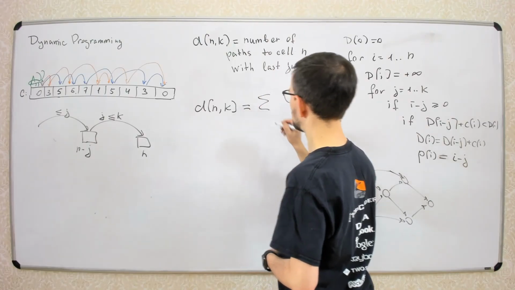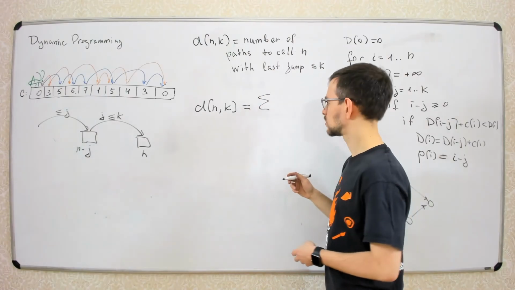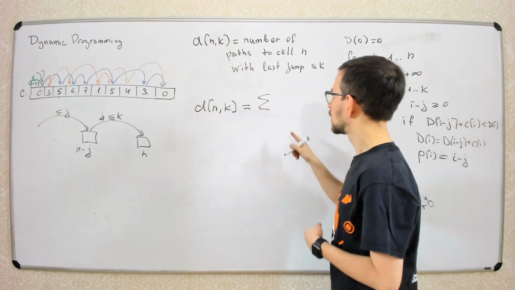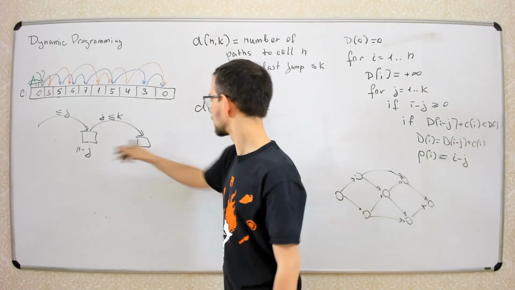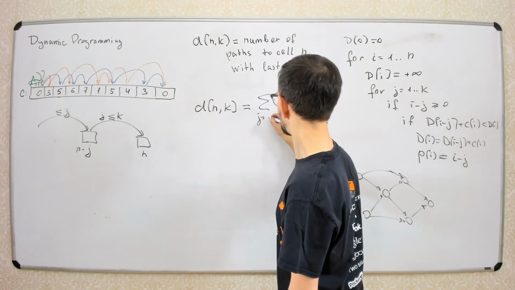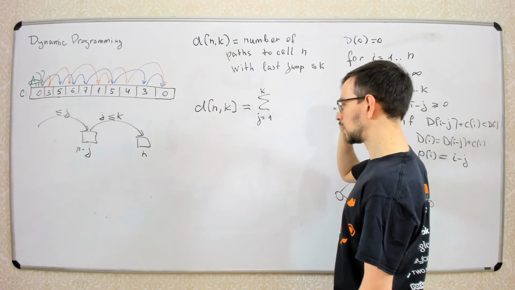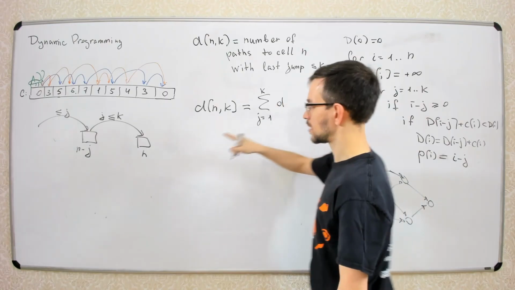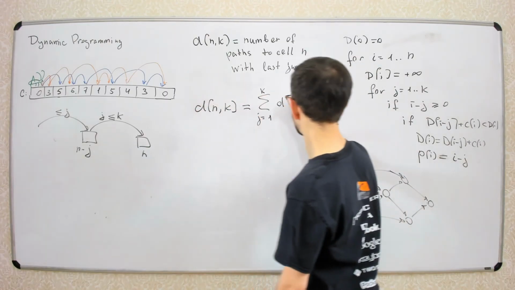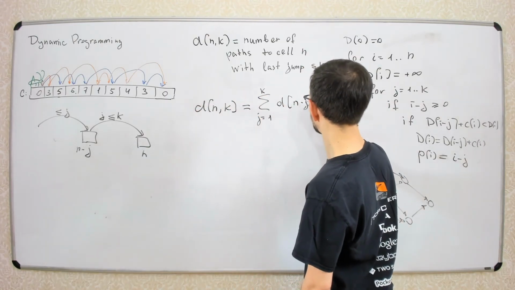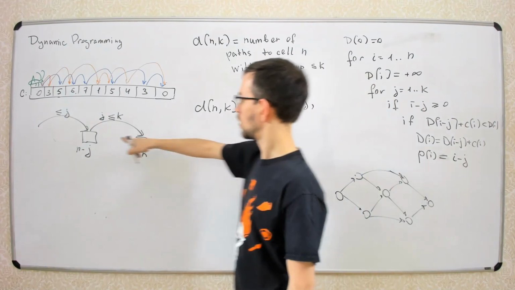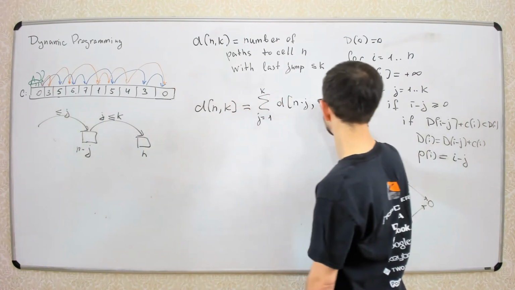So we need to sum. I will not write the code, okay? You can write the code, it's simple. We need to sum all the ways for all j from 1 to k. We need to find the number of ways to get to cell n minus j, with the last jump being no more than j.